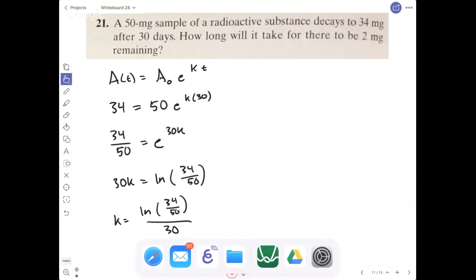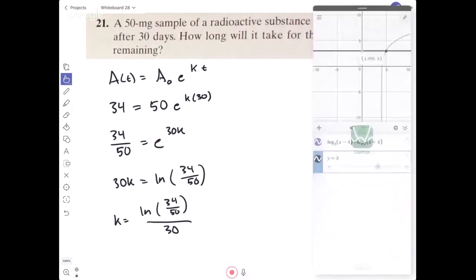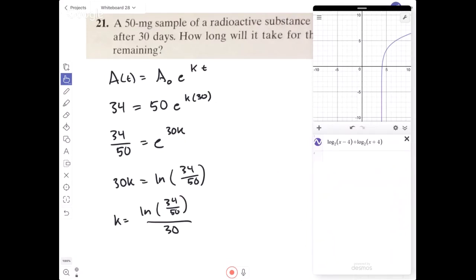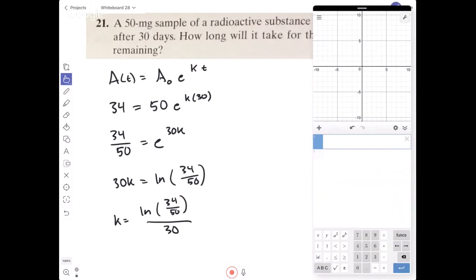So pulling up a scientific calculator. k equals the natural log of 34 fiftieths all over 30, negative 0.0129.